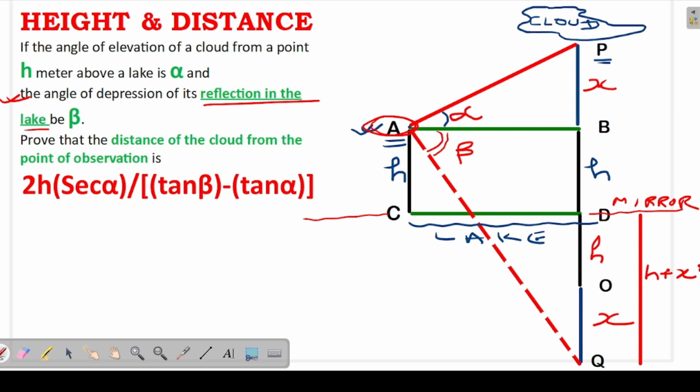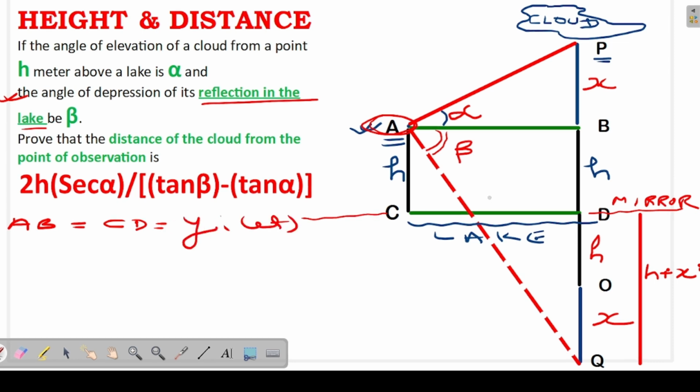Now we use the right angle triangle ABP here. ABP. So let us also assume one more thing, that AB equal to CD is the width of the lake equal to y. So AB is also equal to y. Now let us solve this question.